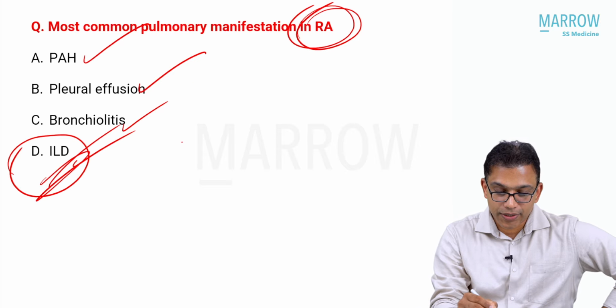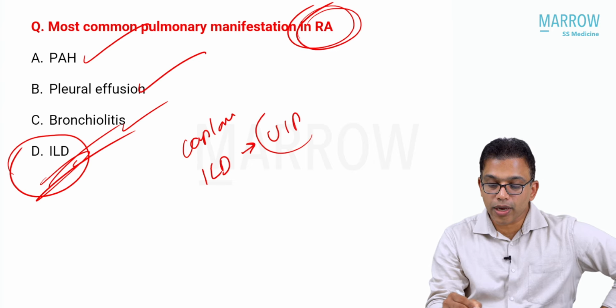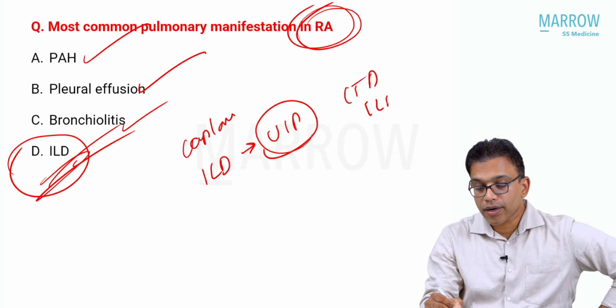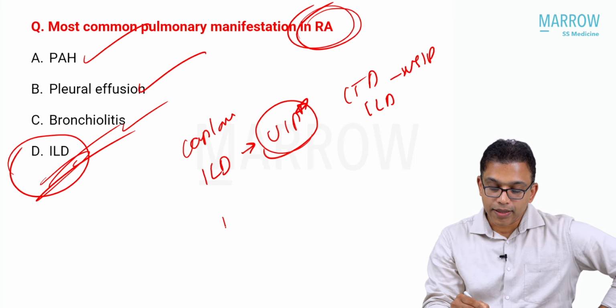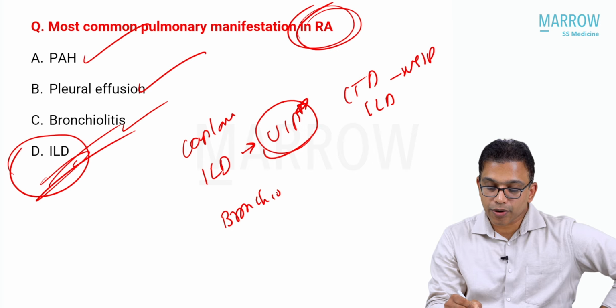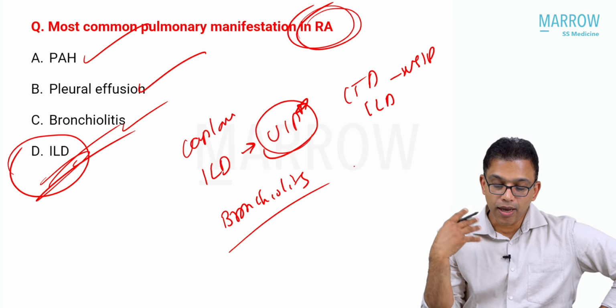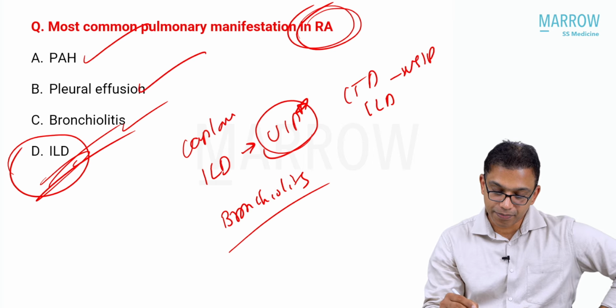So what are the different manifestations? What I already told you is Caplan syndrome. There can be interstitial lung disease, and UIP pattern is more common here compared to other CTD-ILD, where NSIP is more common. So remember this point also. Then it can be bronchiolitis. Different types of bronchiolitis have been described in rheumatoid arthritis: follicular bronchiolitis, obliterative bronchiolitis, different kinds are there.